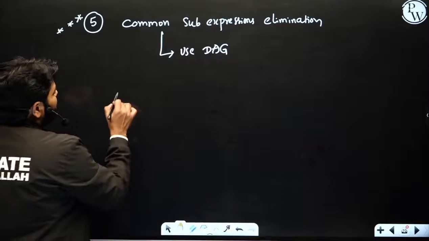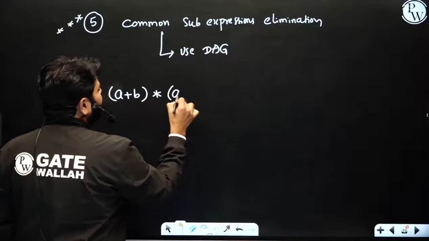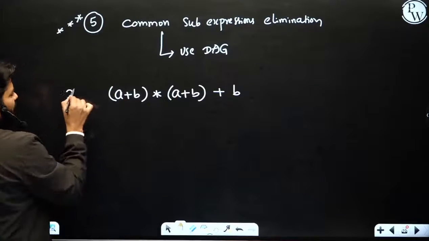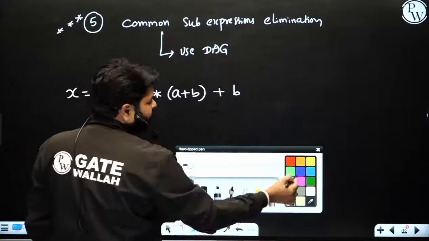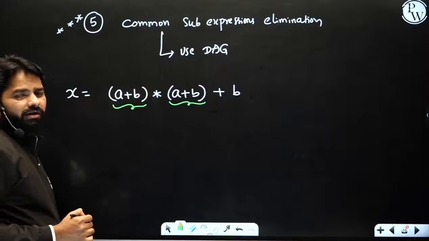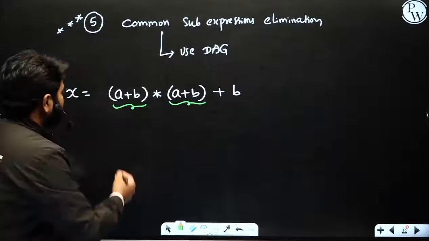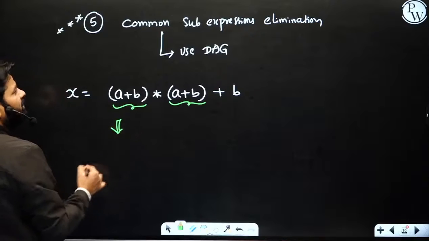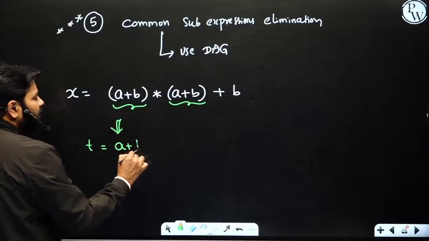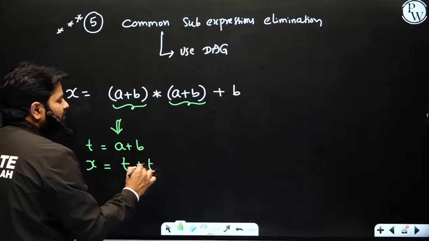What do you mean by common sub expressions? Very simple. You have a plus b multiply with a plus b, let's say plus b, then x is equal to this. Here you see a plus b, how many times have you used? 2 times, right? No need to compute 2 times separately. You can compute once and then use it. So you can say that t is equal to a plus b, and then x is equal to t star t plus b.